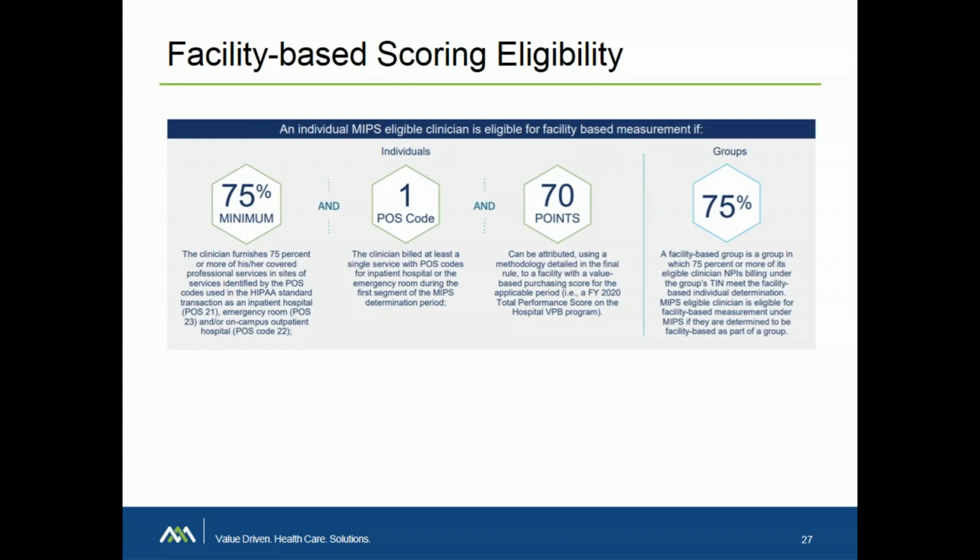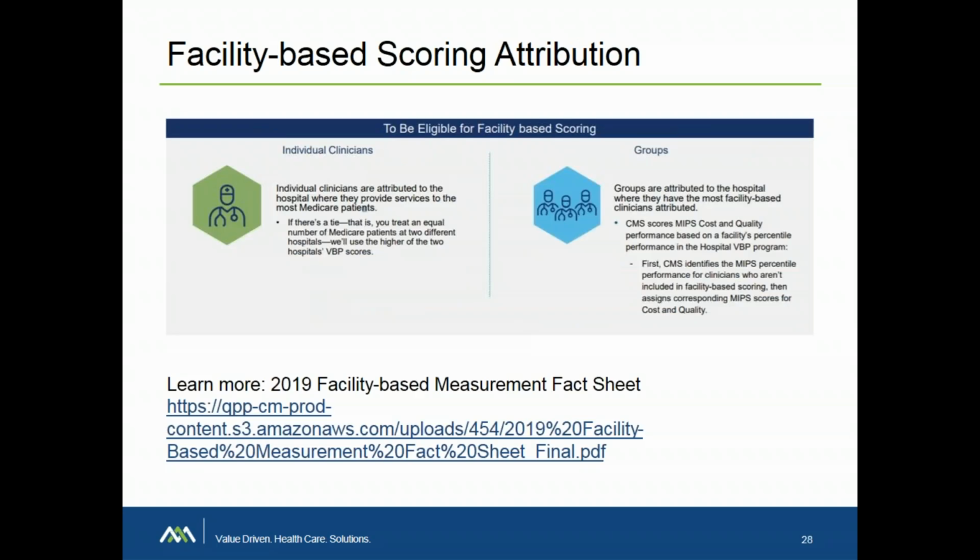As far as a group, if you're reporting as a group, then a group would be eligible for this if 75% or more of the eligible clinicians within the group qualified for the facility-based scoring. Next slide.